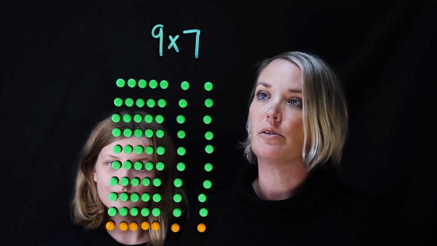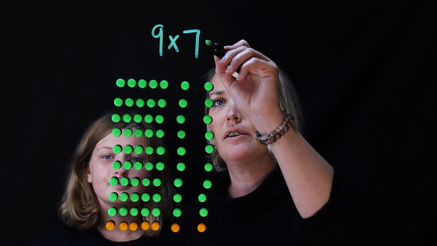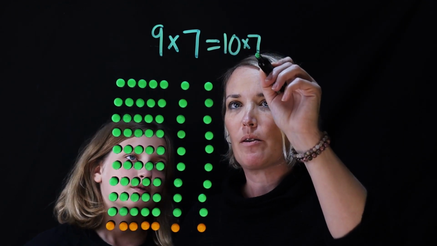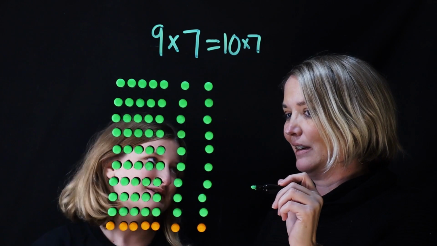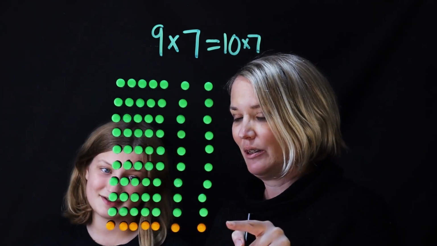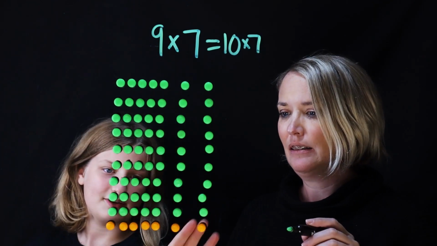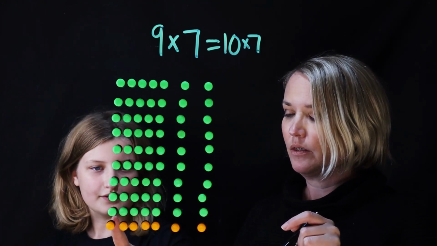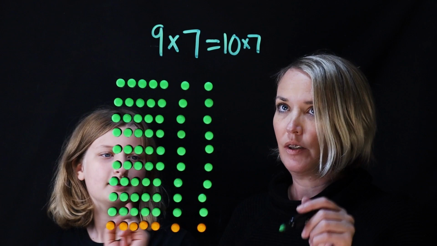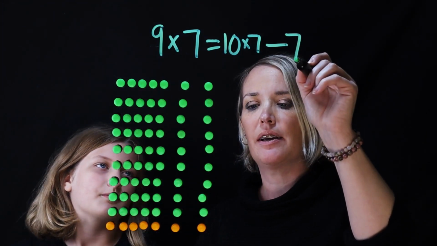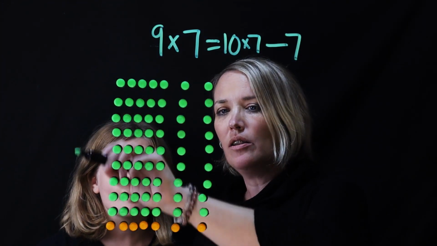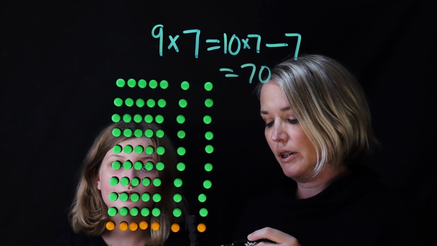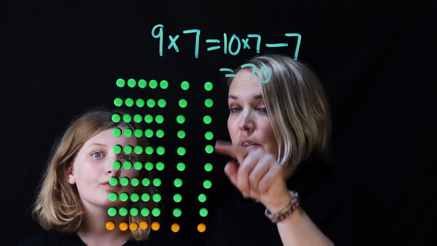Okay, so instead of 9 times 7, you're going to figure out 10 times 7. Mm-hmm. But we're 1 group off. So now I got a minus 7. Are you minusing 7? Yeah, minusing 7. 1, 2, 3, 4, 5, 6, 7. Okay, so minus 7. So all of these, that's 70, right? Mm-hmm. But we were only supposed to find the green ones to figure out 9 times 7.